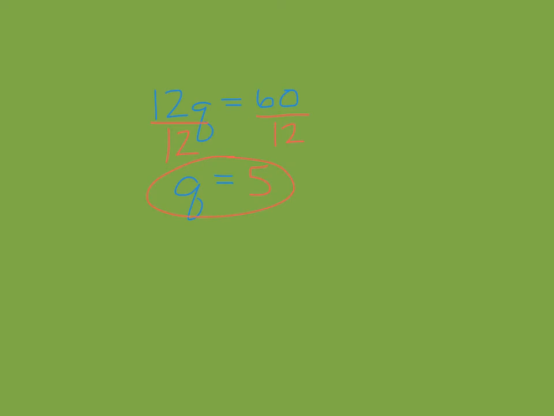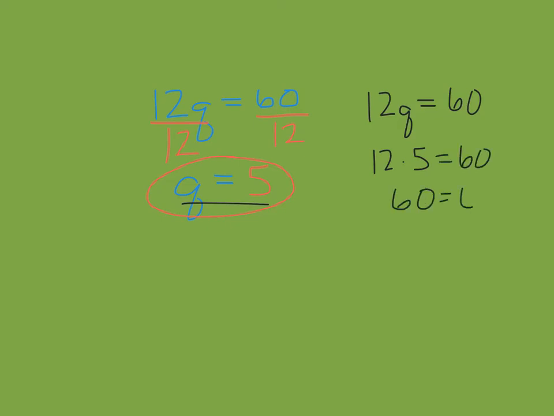Pretty simple, right? Like I said, this is easier than doing multiplication in my opinion. So now I just do my check. I've got 12Q equals 60. Then I do 12 times 5 because I plugged in my Q equals 5 equals 60. 12 times 5 equals 60.